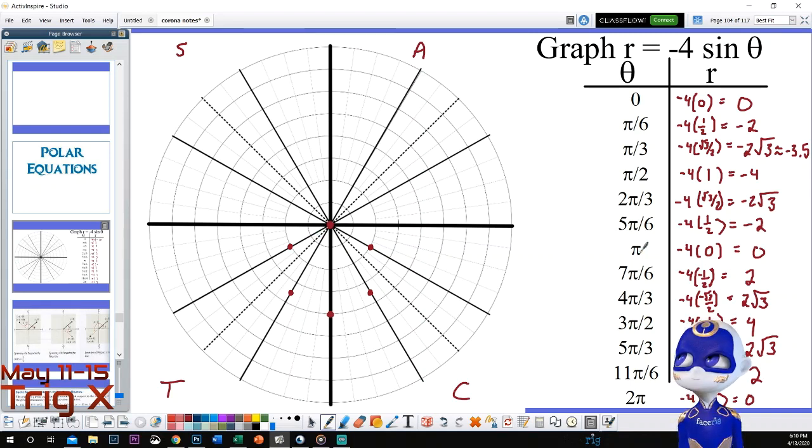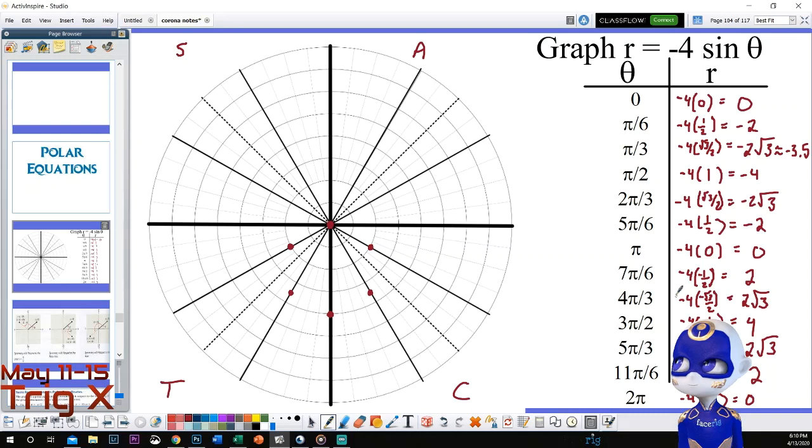Great. Next we have pi and 0. So pi would be over here, but my radius is 0, so I'm going nowhere. So that would be right there in the middle, that same exact point. 7 pi over 6 would be this line right here, right? And I'm going to go out 2. 1, 2. Oh, it's that same point.